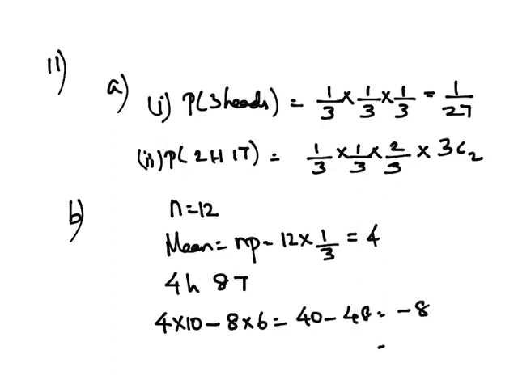So he is actually expected to win minus $8. So basically it means he is expected to lose $8, right? Okay, now the 12th problem is, a factory makes calculators.